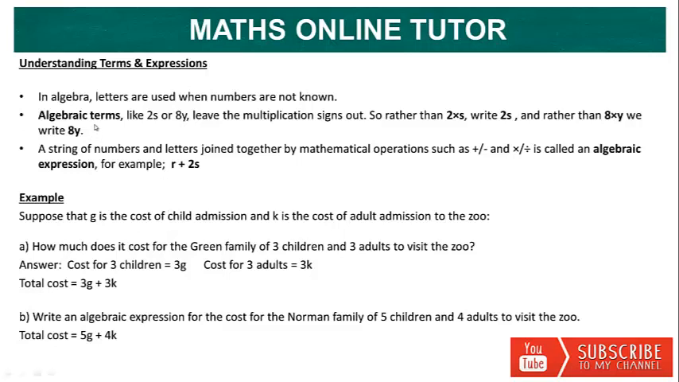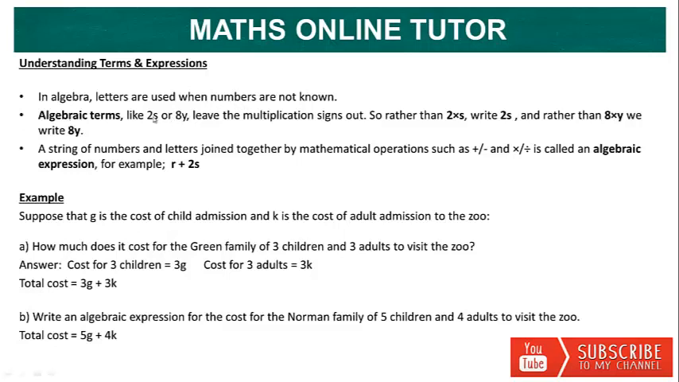For example, these are algebraic terms. So 2s and 8y are algebraic terms. Another example is xy, a squared, b squared, 3b squared, 3ab, 3x squared y. They are all algebraic terms.